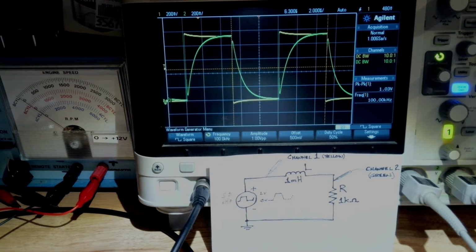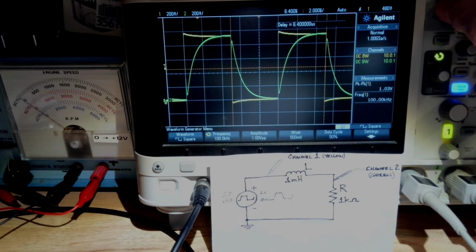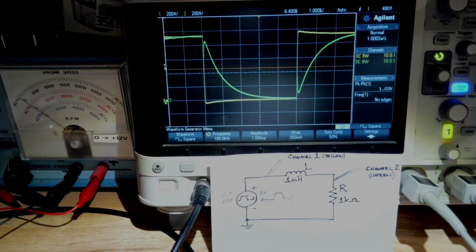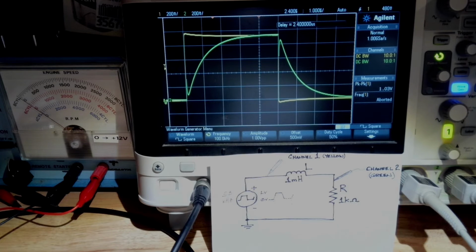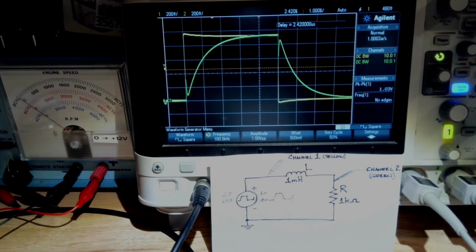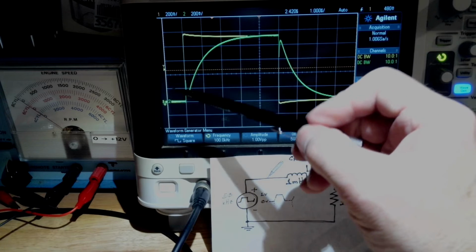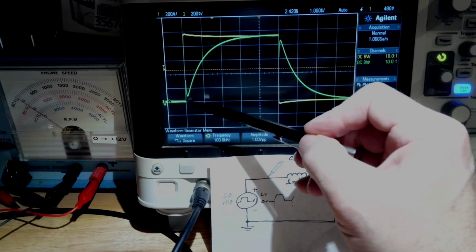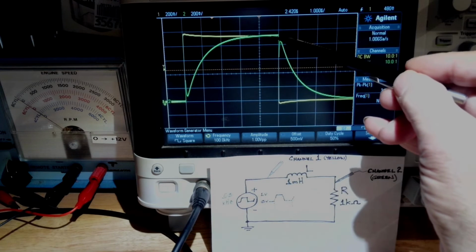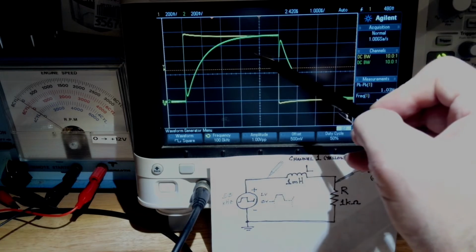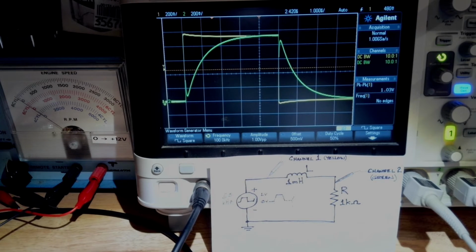Now we can talk about the timing here. Again, forget about this little hitch here. That's something in the output driver of the generator, I believe. So this guy's building up here, and he finally gets up here after about 1, 2, 3, 4, 5 of these divisions. Each division is 1 microsecond.